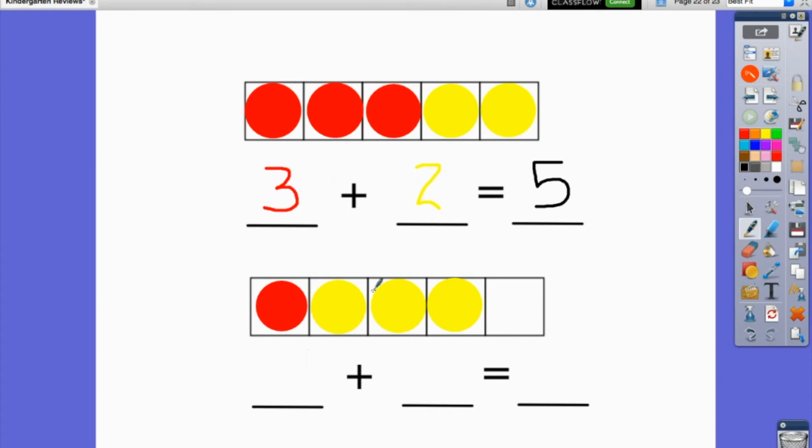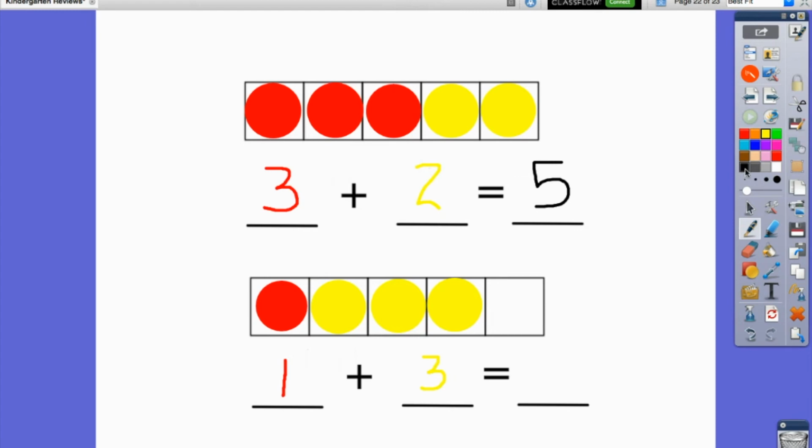What about this one down here? Again, we have 2 different colors of counters. How many red counters do you see? That's right. There's only 1 red counter. How many yellow counters do you see? Are there 4 yellow counters? Nope, there are just 3. 1, 2, 3. But how many counters do I have all together?